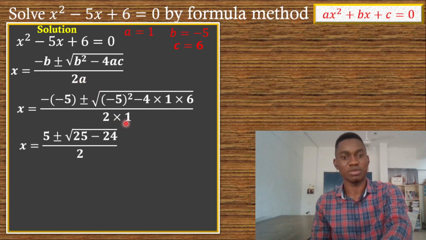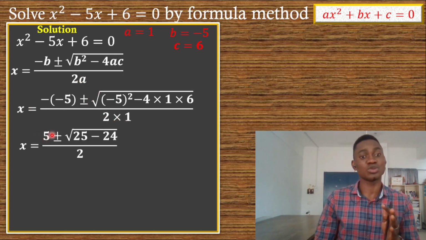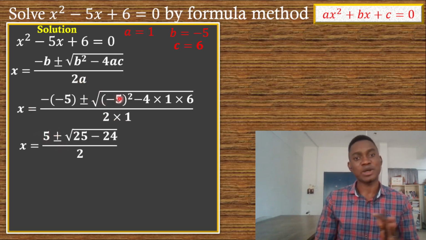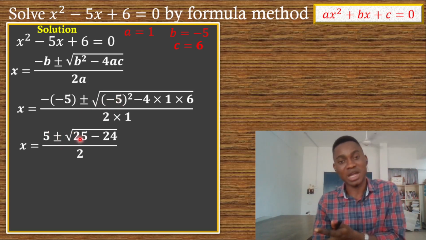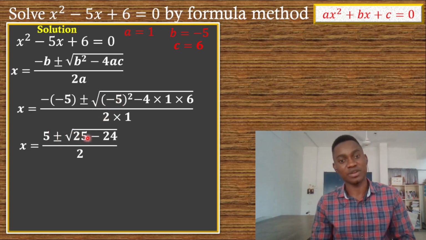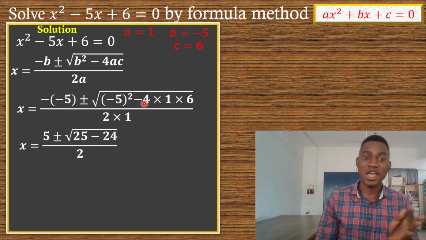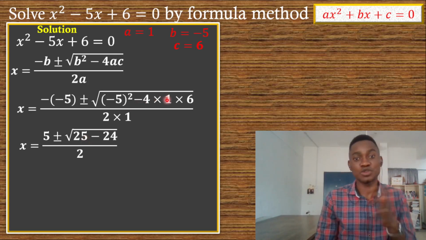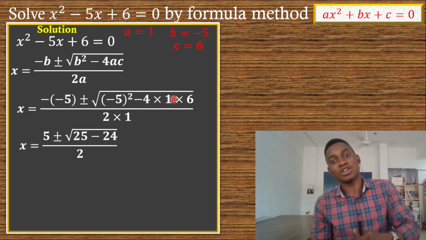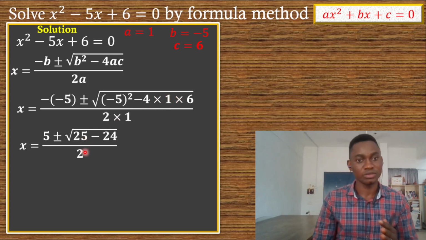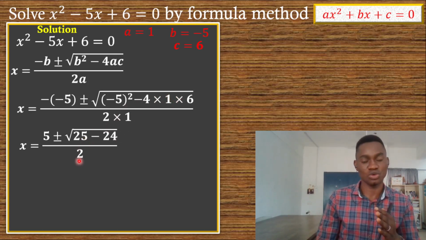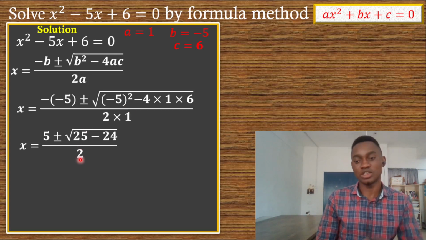That will simplify. So we have x equals 5 plus or minus the root of 5 all squared, which is 25. You know, minus times minus is plus, then 5 times 5 is 25. Then minus 4 times 1, which is 4, times 6. 4 times 6 is 24. Then 2 times 1 is 2, so we have 2 at the denominator.